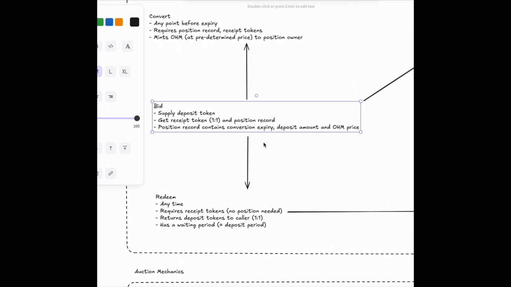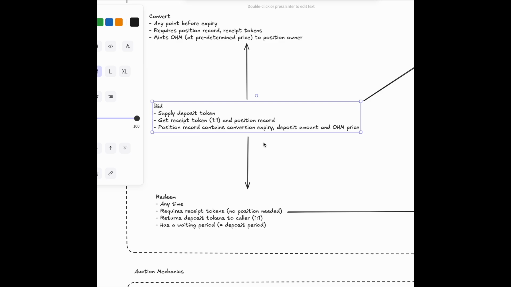So you supply the deposit token. You have the ability to specify a minimum amount of OHM out. So that's a slippage check, effectively. And if that bid is successful, you will get a receipt token, which is minted 1-to-1 with the quantity of the deposit token, and a position record.